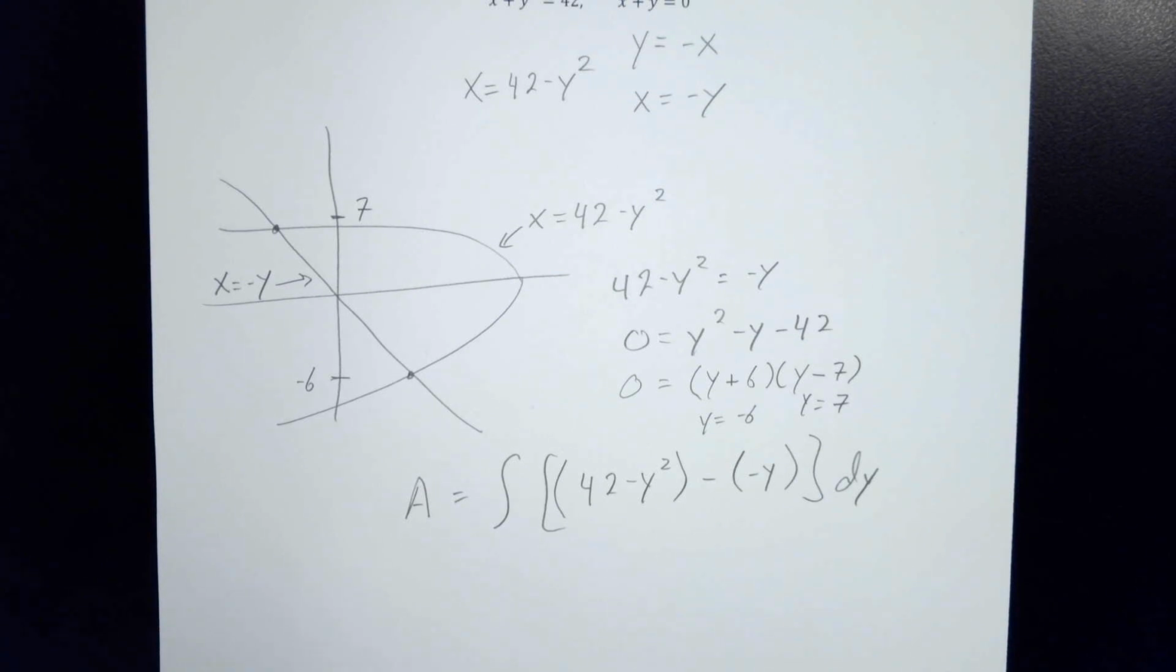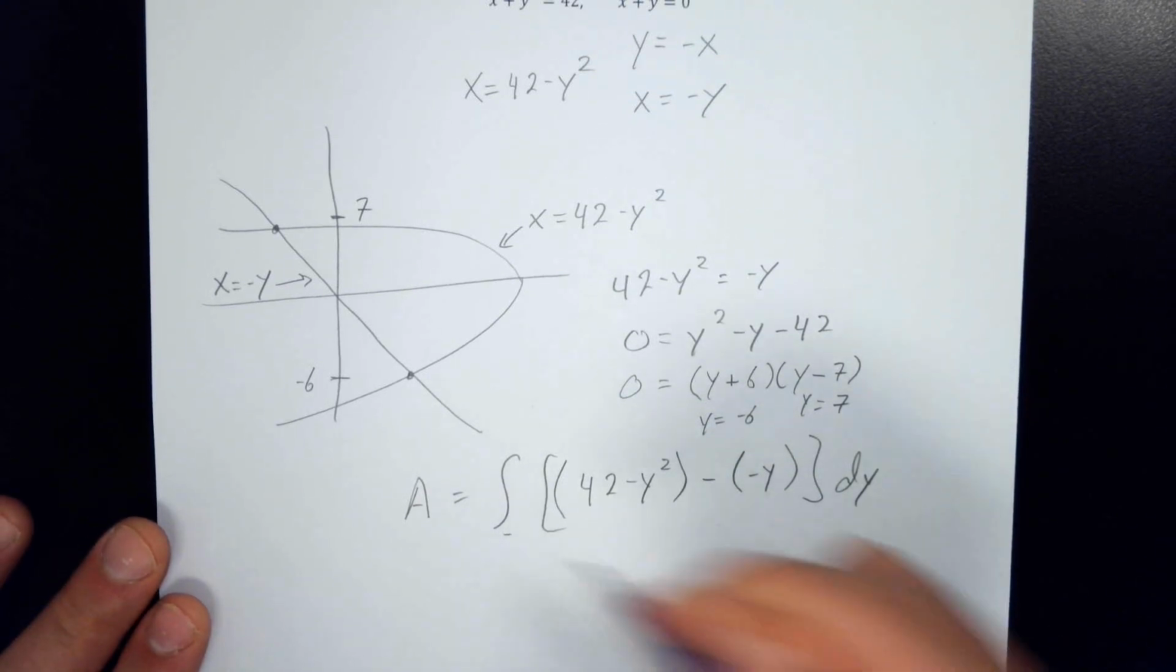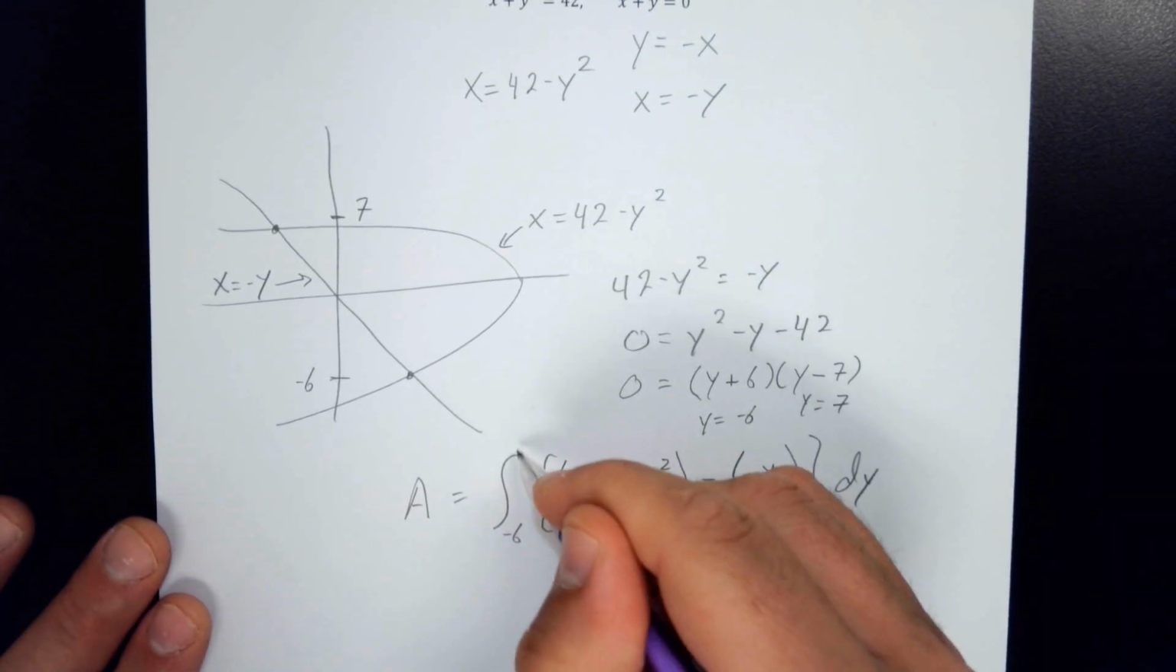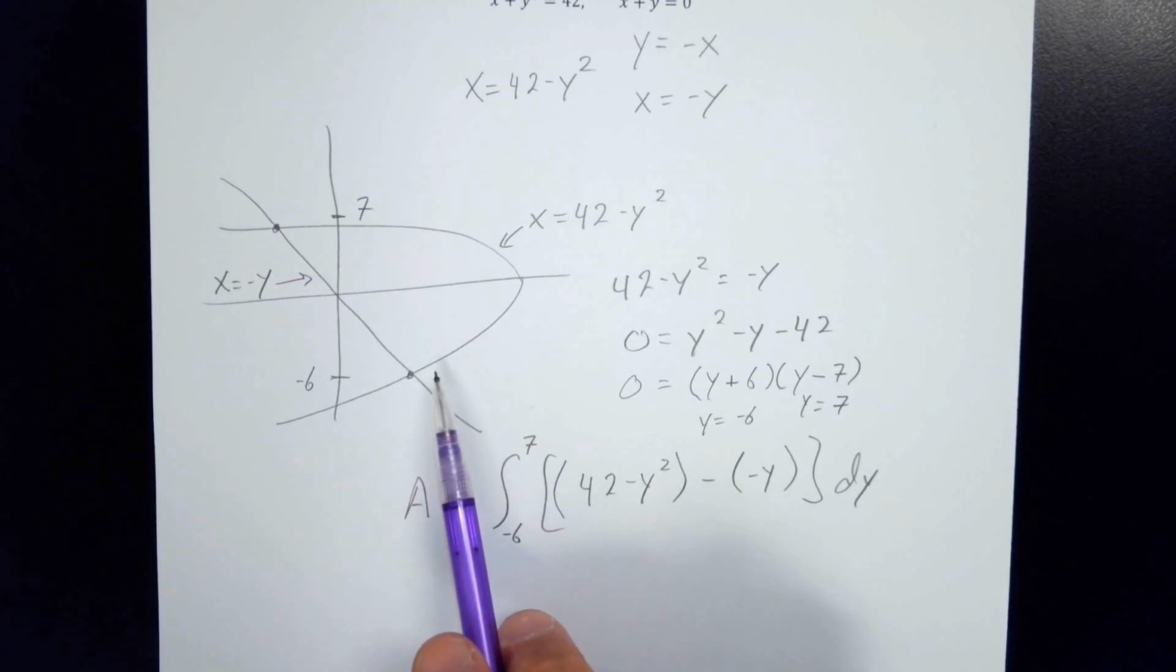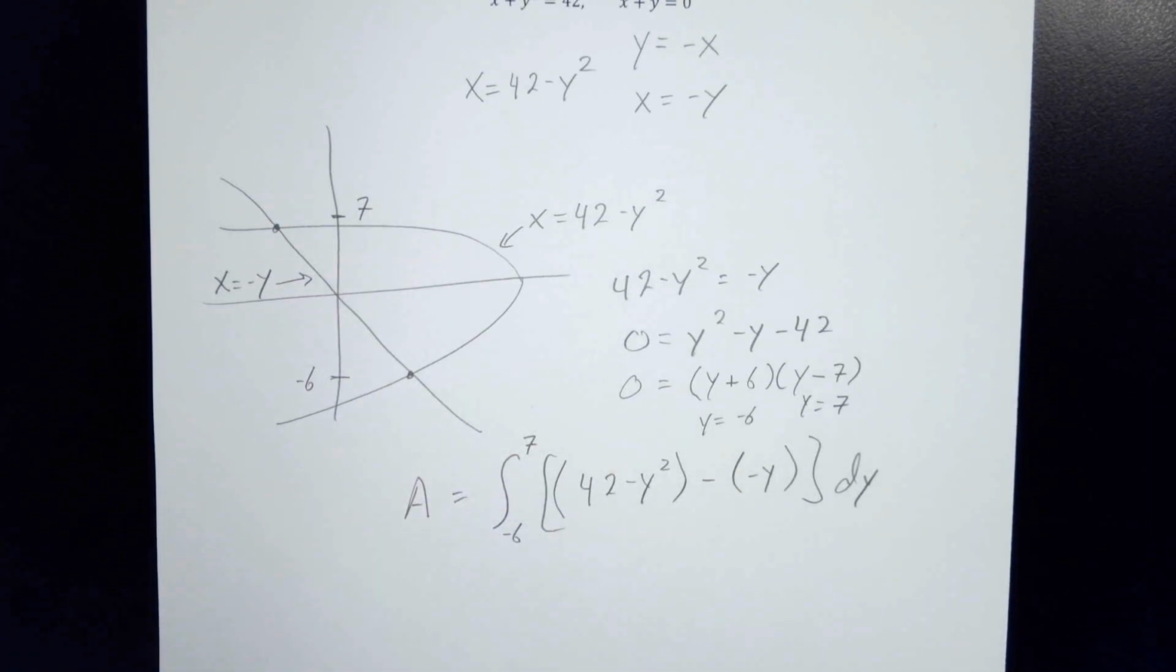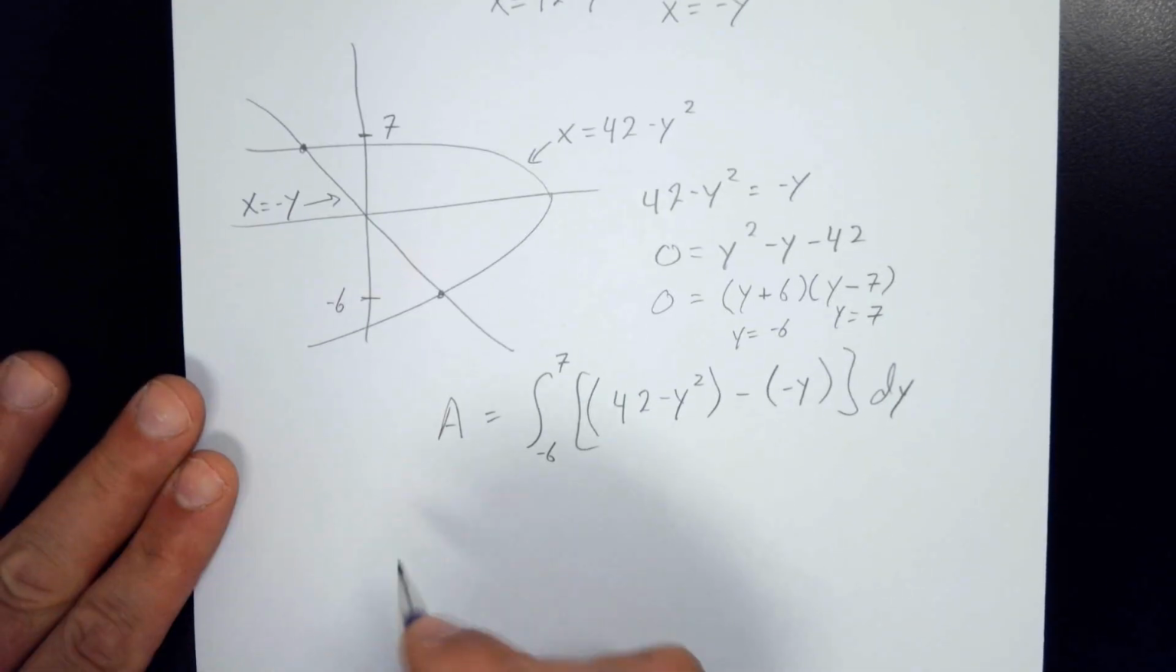Okay, sketching this and the setup is really the most challenging part. After that, it's stuff that you're pretty much familiar with. So sketching the curves is an important thing. Finding those limits of integration is another important thing for the setup. Now we just have to integrate that.